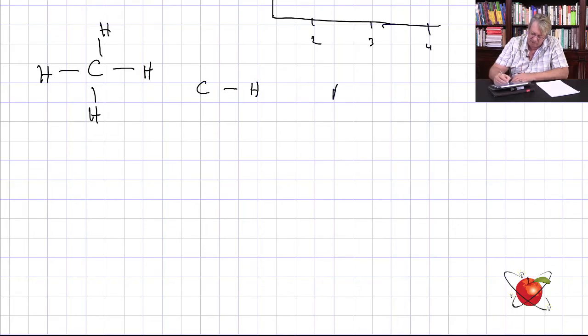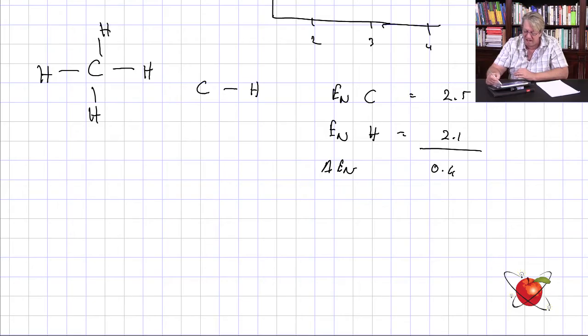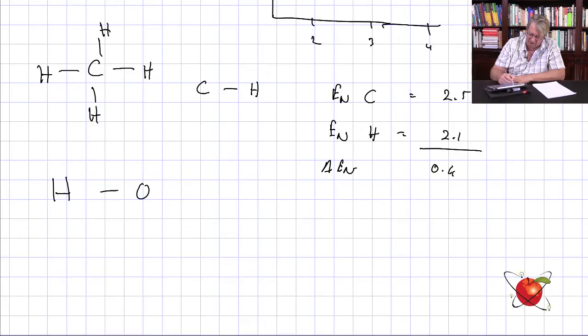So the electronegativity of carbon is 2.5, and the electronegativity of hydrogen is 2.1. The delta electronegativity, the change, is 0.4. That puts us almost covalent, very weakly polar, so the hydrogen bonds that form are very, very weak indeed. It hardly happens.